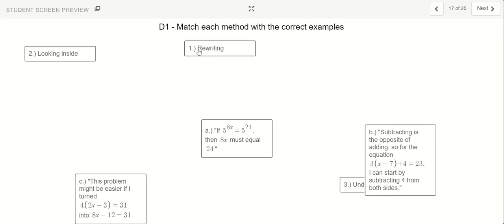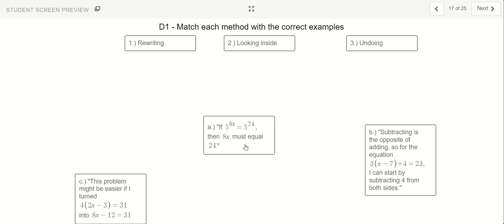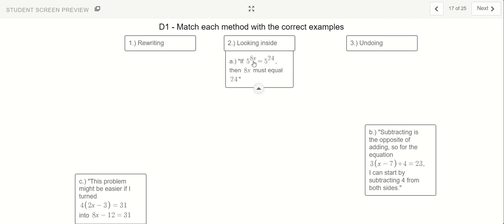Here we have 3 examples. Which is an example of rewriting, which is an example of looking inside, and which is an example of undoing? So let's take a look at A. If 5 to the 8x equals 5 to the 24, then 8x equals 24. This is an example of looking inside. I'm ignoring the 5 here, the base. I'm only focusing on the exponent part. And since these have the same base, I know that these parts have to be equal. I'm looking inside the exponent.